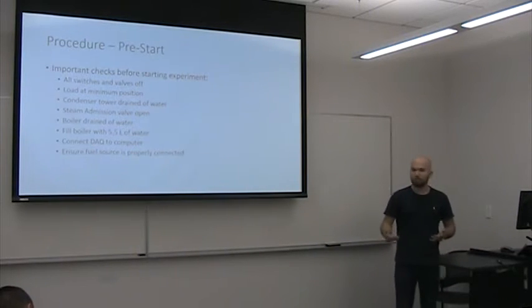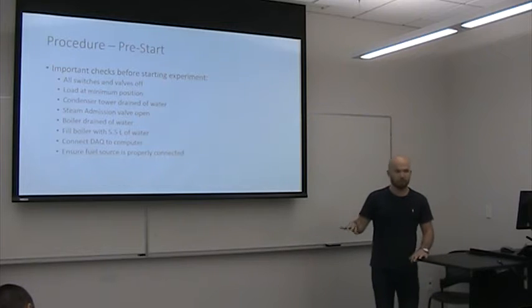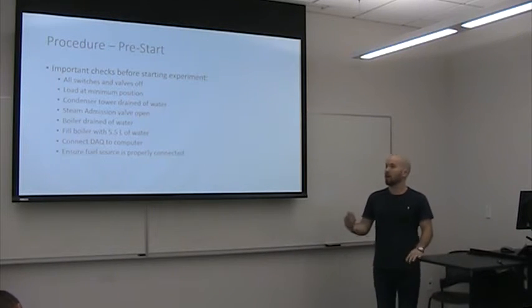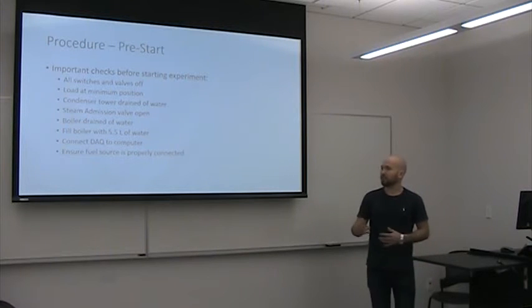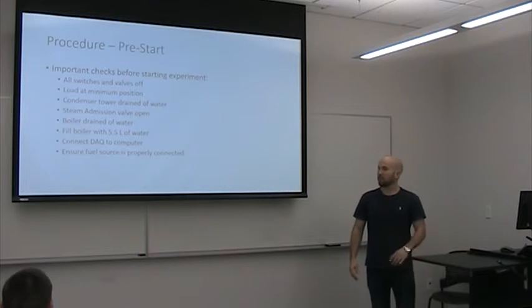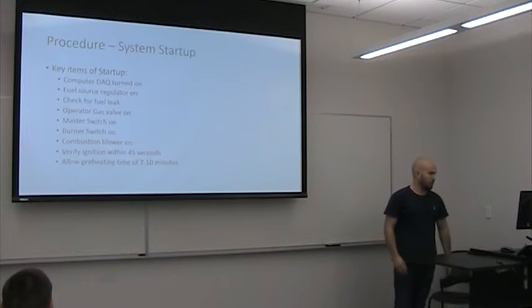To start up the system, we're going to turn all the valves off, all the switches off, and make sure that the power is in the minimum position. Then we're going to make sure that the condenser tower is drained of water, but this is something we did not do. We actually had some wrong values there. Then we make sure the water is put into the system, that the DAC is connected to the computer, and that everything is properly connected.